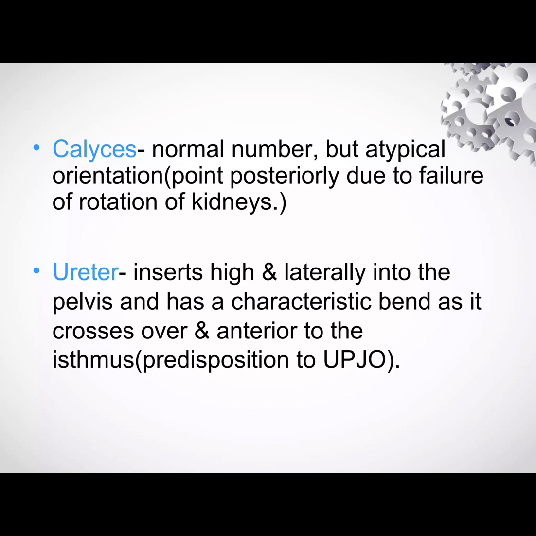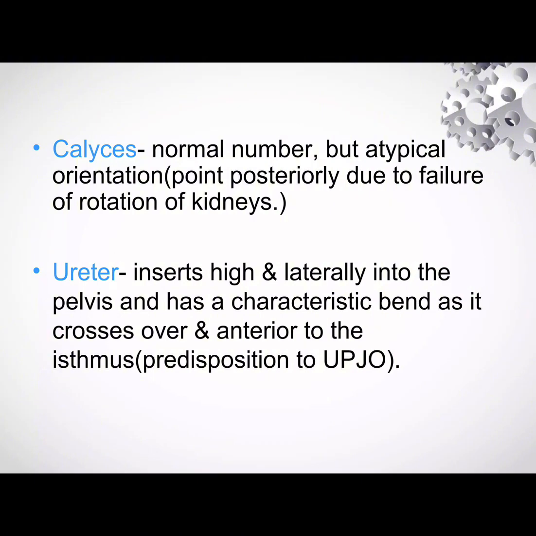One of the important things is how the kidney structure is arranged. Actually, the calyces are normal in number, but they are atypical in orientation. They lie most posteriorly due to failure of rotation of the kidney. As the kidney is not properly rotated because of this inferior mesenteric artery, the calyces are more pointed posteriorly, and the ureter is inserted high and laterally into the pelvis and has a characteristic bend as it crosses over the isthmus. That's why it predisposes the kidney to stone formation and PUJO.